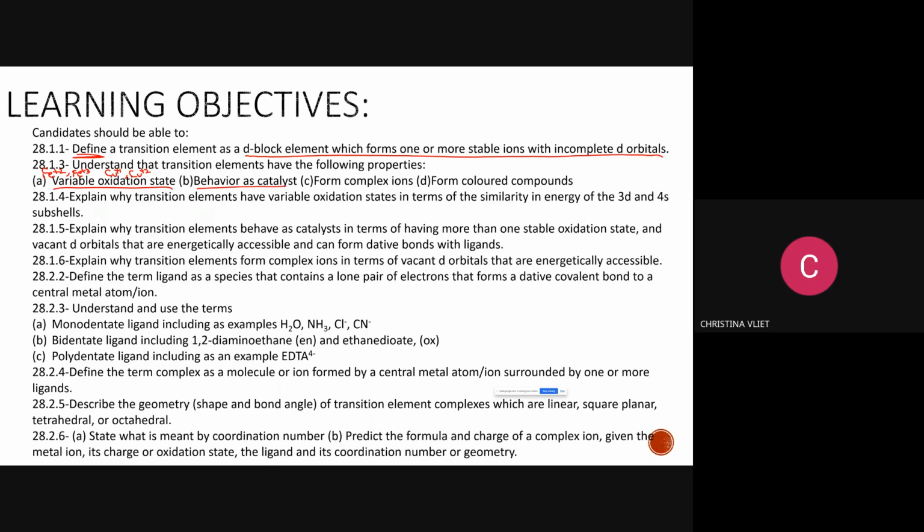They behave as catalysts. We just went over that. We rehearsed that rhodium, palladium, and platinum were the specific ones on the surface of the catalytic converter. There'll be a couple others that show up in today's lesson, but they're all review. They form complexes. That's what we're about to go over, that's today's topic. And they form colored compounds.